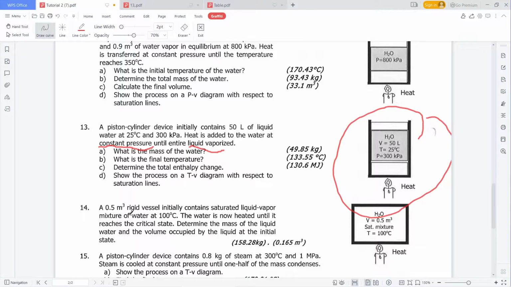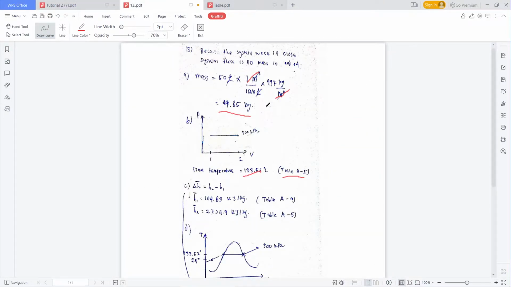At the initial condition, we have water that is 15 liters in volume, 25 degrees C in temperature and 300 kPa in pressure. After some time, with the constant pressure, the volume and the temperature will be different. Being asked what is the mass of the water, we can define the mass by the density equation. Because the density has a unit of kg per meter cube, if somehow we can cancel out the meter cube, we can get the mass.